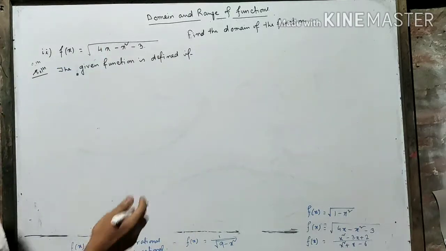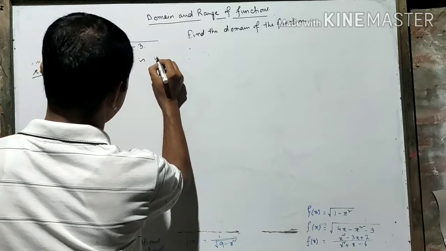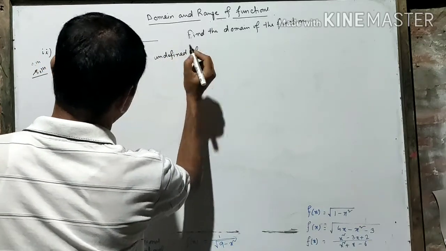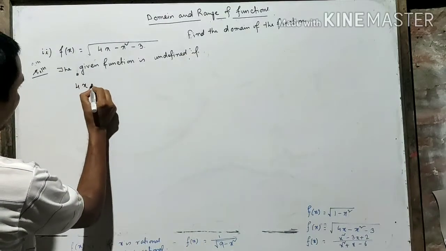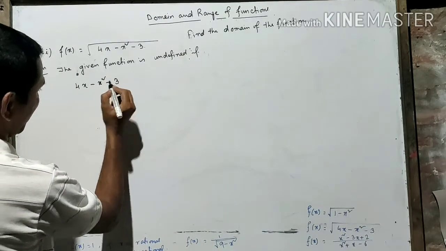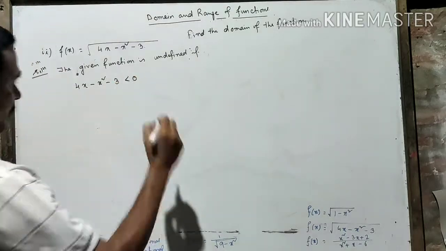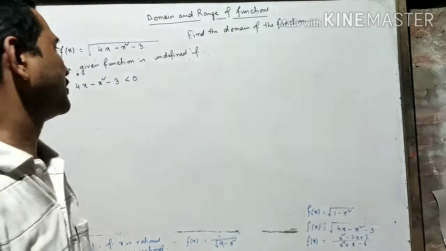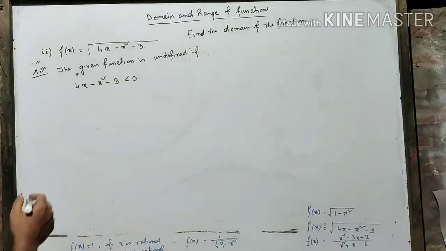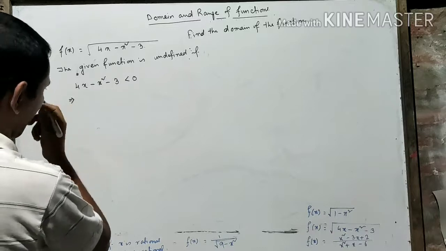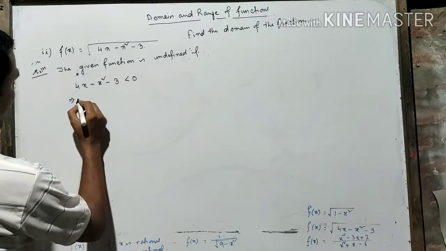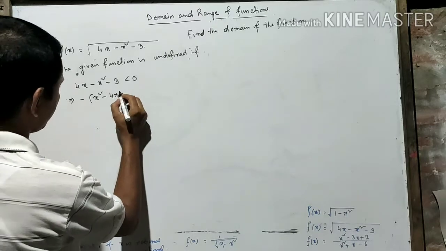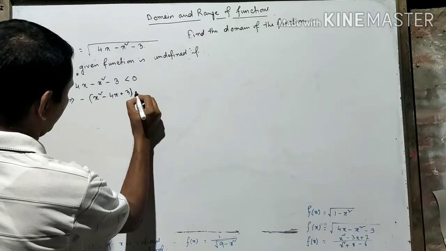When is the function undefined? The given function is undefined if 4x minus x square minus 3 is less than 0. So the function will be undefined if this quantity is less than 0. This implies, to make it positive, x square minus 4x plus 3 less than 0.